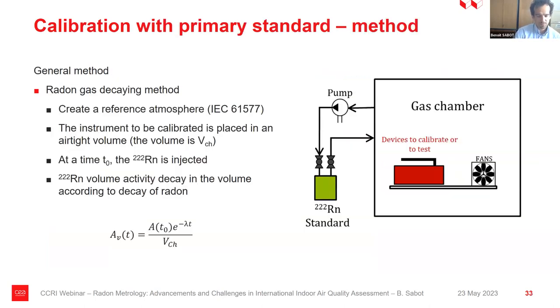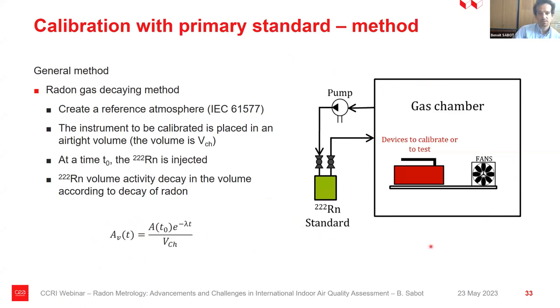The idea of this method is to place your device inside a closed volume, and you will connect your radon standard. This is what we can call primary calibration. The idea is to know the activity of the radon standard and to know the volume of our system. Since we know the activity and the volume of our chamber, we can deduce the volume activity inside the chamber, and we can even calculate it depending on the time, because it just follows the decay of radon-222.